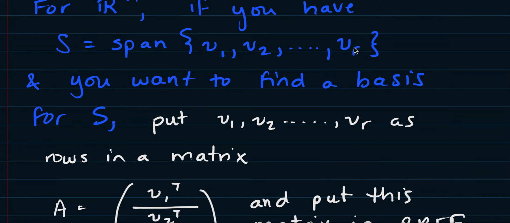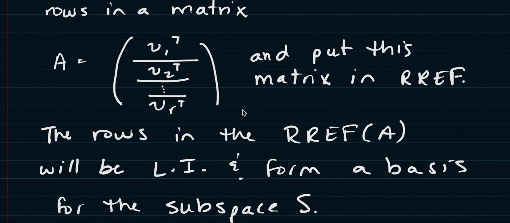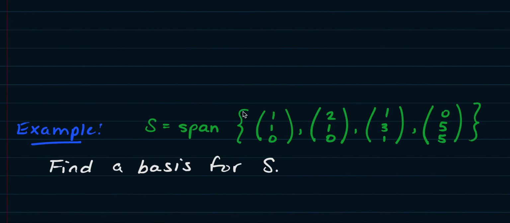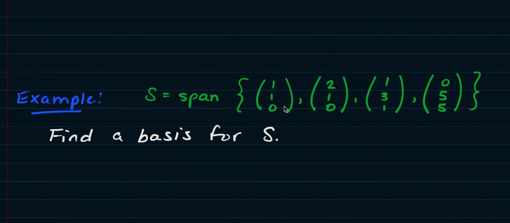Let's look at an example of this. So a real example. Here I have that S is equal to the span of these 4 vectors. Now notice all of these vectors belong to R3. This set S, the span of these vectors, is a subspace of R3. Now if we want to find a basis for S, we know that it's going to have 3 or fewer vectors because the dimension of the space that it belongs to is 3.